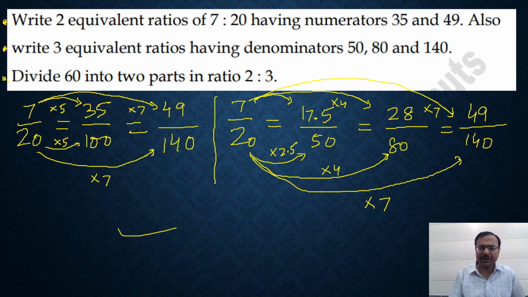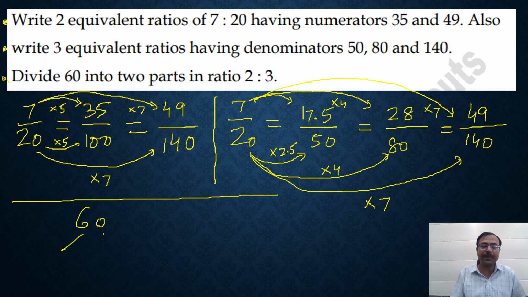Friends, the topic of equivalent fractions is really very important and all of us watching this video have to practice from the practice worksheet. This will prove to be very, very beneficial for all the students. Let's see the final question there. Divide 60 into two parts in the ratio 2:3. So we need to divide 60 into two parts and the ratio is 2:3.